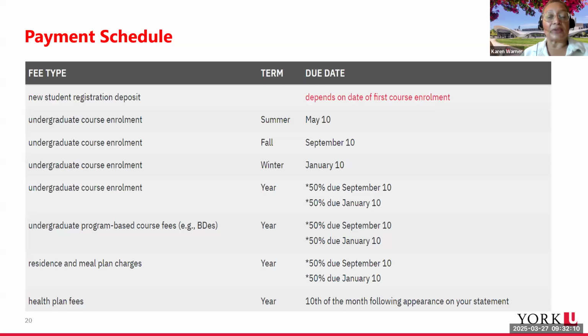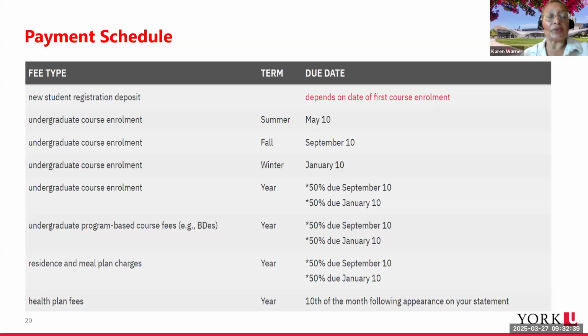So that is, you'll pay the remainder of your meal plan, your residence, and your full year courses, and you will pay for your winter courses. So if you have any courses that start in January and end in April, the fees for those will be due in January. For most students, it depends on how you do your enrollment. For most students, you're more or less paying your tuition 50% in the fall, 50% in the winter. But again, it depends on how you take your courses.